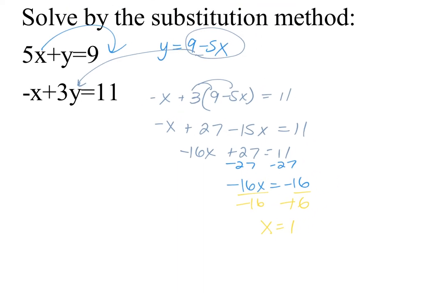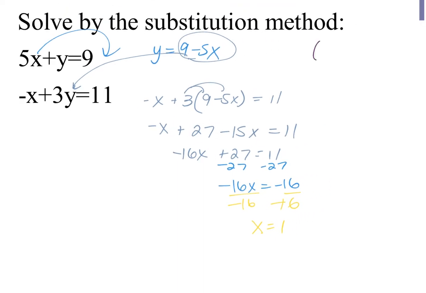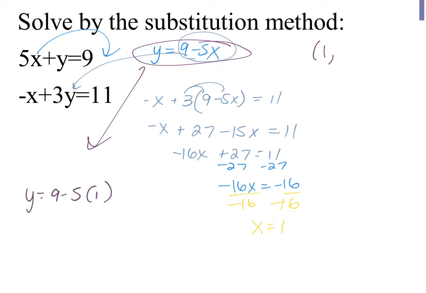So that's the first part of my solution. 1, and it's the x, so it goes where the x goes. To find the y, I can take and plug that back into any equation for that variable. So you might look back and say, well, this one's already solved for y. I'm going to take it and plug it right back in there. y would equal 9 minus 5, y would equal 4.